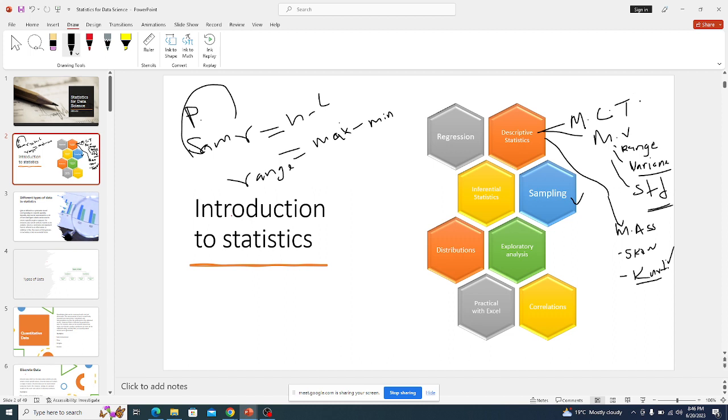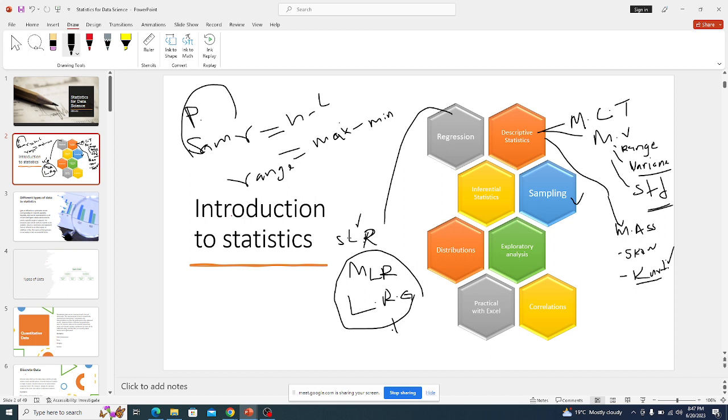So that will be under descriptive statistics. Then we shall discuss regression analysis. Here, we will focus majorly on simple linear regression. I'll just give an overview of multiple linear regression and logistic regression. You will discuss more on this when you do the machine learning topic.